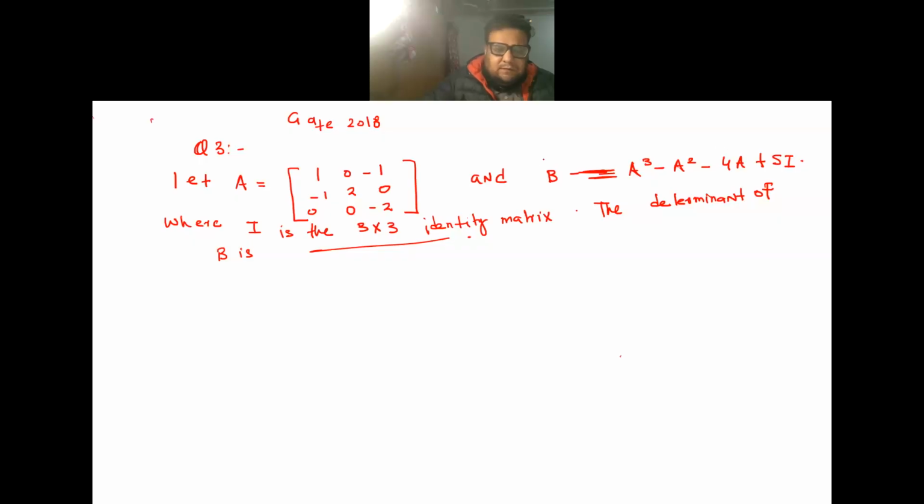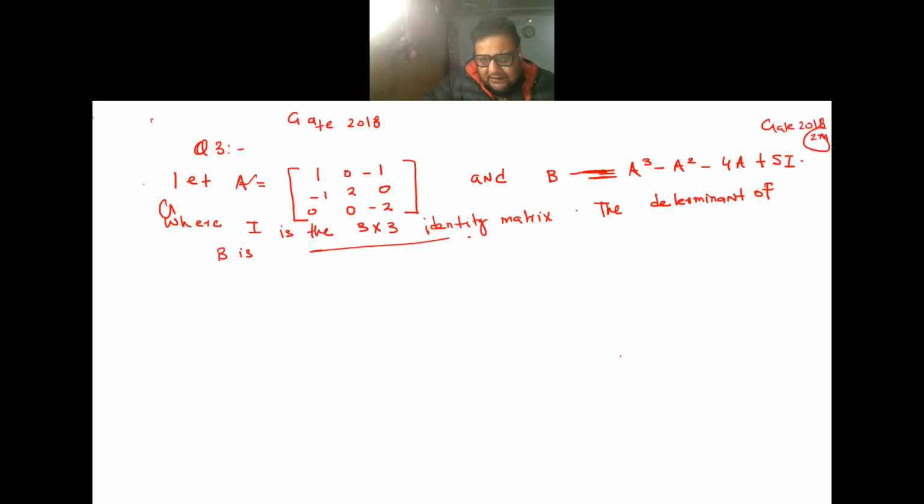Hello, we can see over here the first question: let A be equal to this matrix and B is given as A cube minus A square minus 4A plus 5I. This has been asked in the GATE examination 2018 for 2 marks. It is a very simple question.